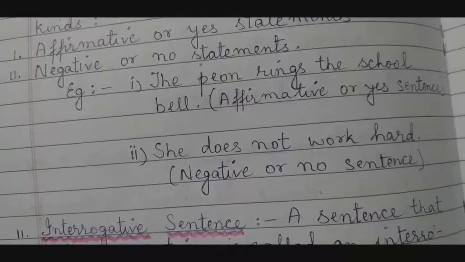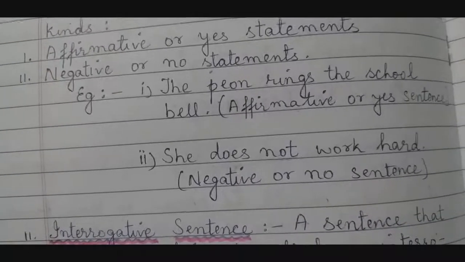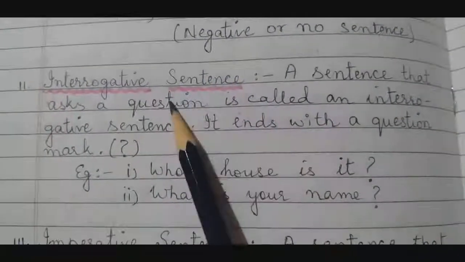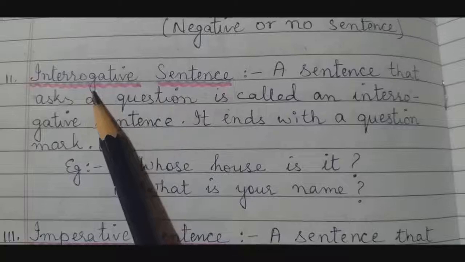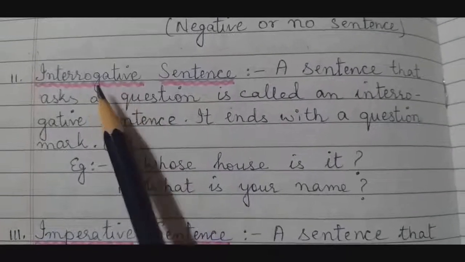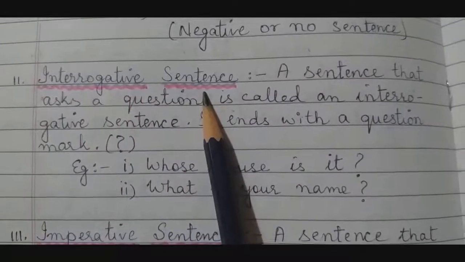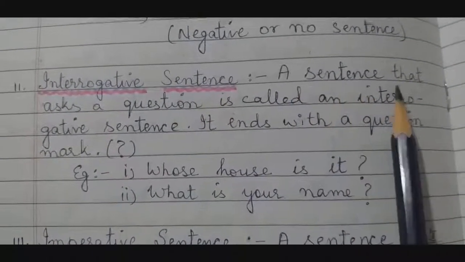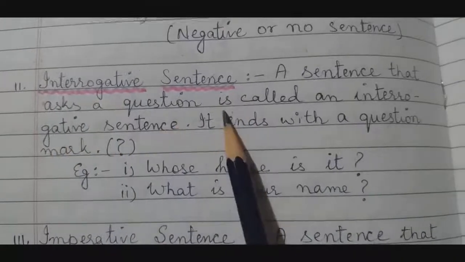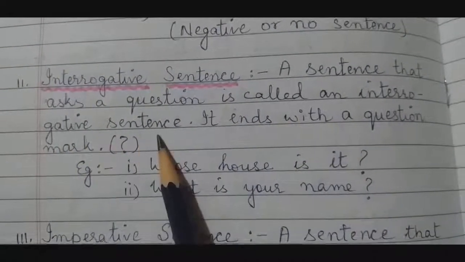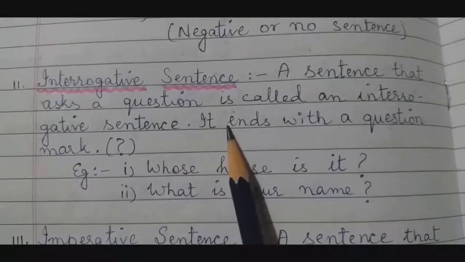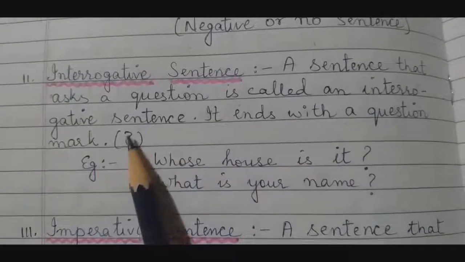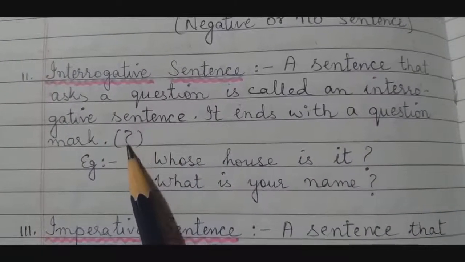Now let us see what we are going to read in this video, and it is number 2, interrogative sentences. The second kind of sentences are interrogative sentences. Now see, what is the definition of it? A sentence that asks a question is called an interrogative sentence. An interrogative sentence ends with a question mark. And this is the sign of question mark.